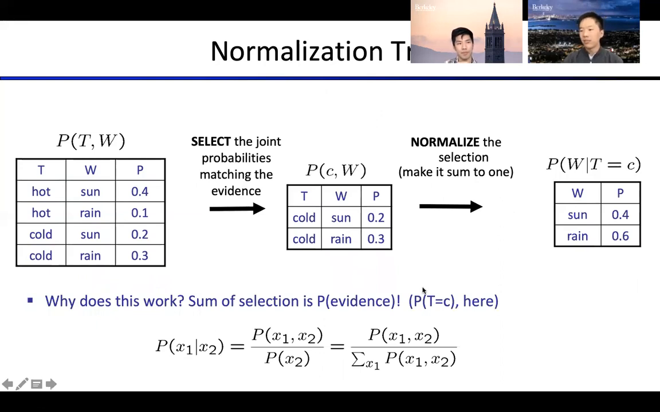You might ask, why does this work? Well, it's because the sum of the rows that are consistent with the evidence variable is basically the probability of the evidence. In this case, that is the probability of temperature equals cold.